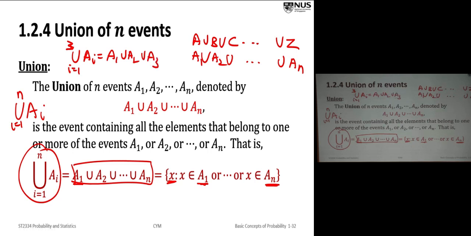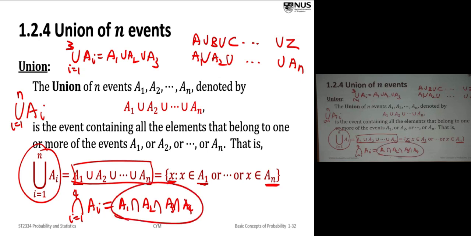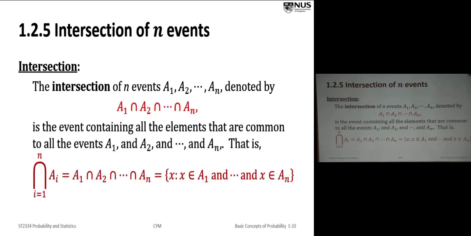Similarly, this means that we are doing the intersection of A1, A2, A3, A4. This event consists of all the outcomes that must belong to A1, A2, A3, and A4 all together. An outcome that misses one of them does not belong to this set. So that's the intersection of n events.